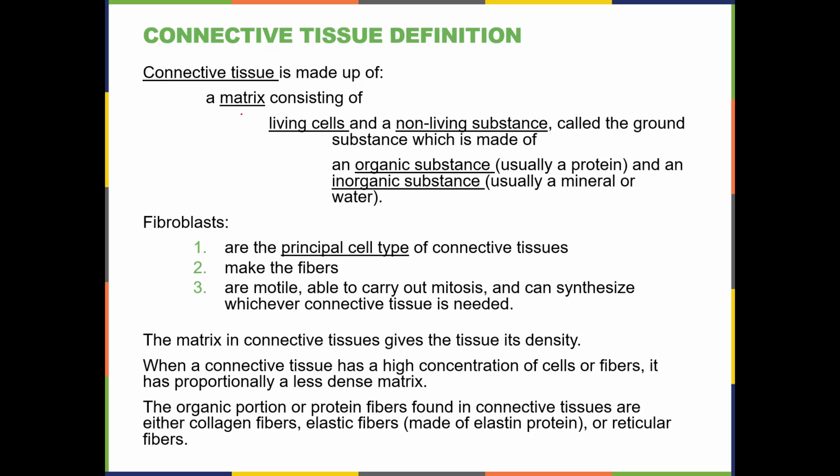Connective tissue is made up of a matrix, which is kind of like a mixture of different components, consisting of living cells and a non-living substance called the ground substance. So the living cells and the non-living substance. And usually the ground substance is, like I said, more voluminous than the cells, actually. And the ground substance is usually made up of something that's organic and something that's inorganic. So usually a mixture of proteins and minerals or water.